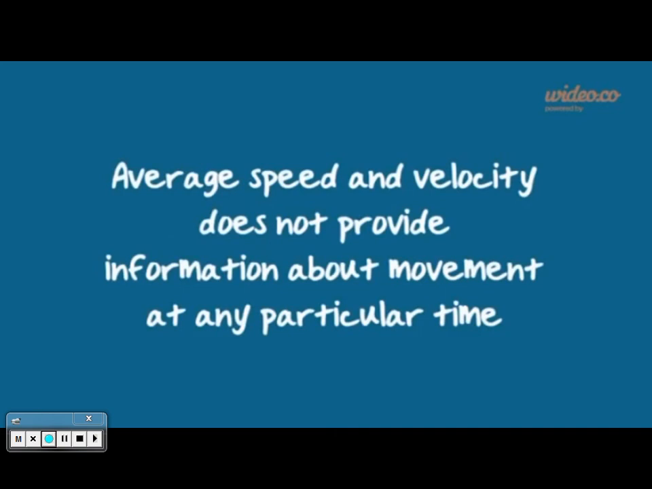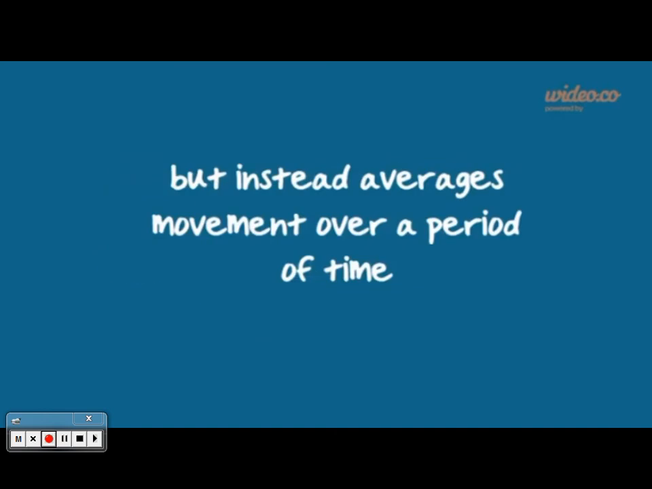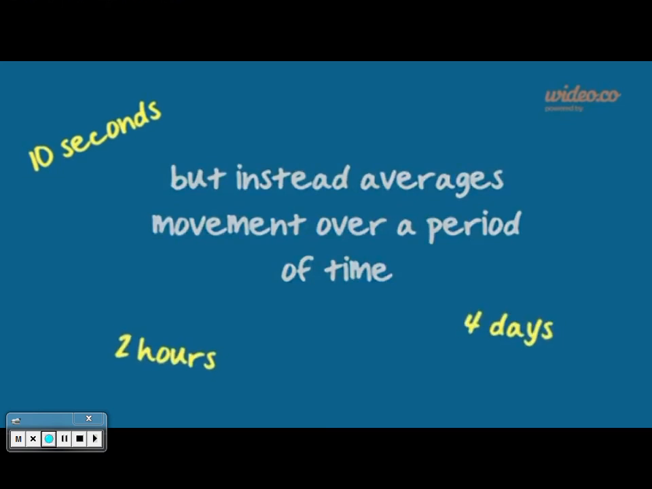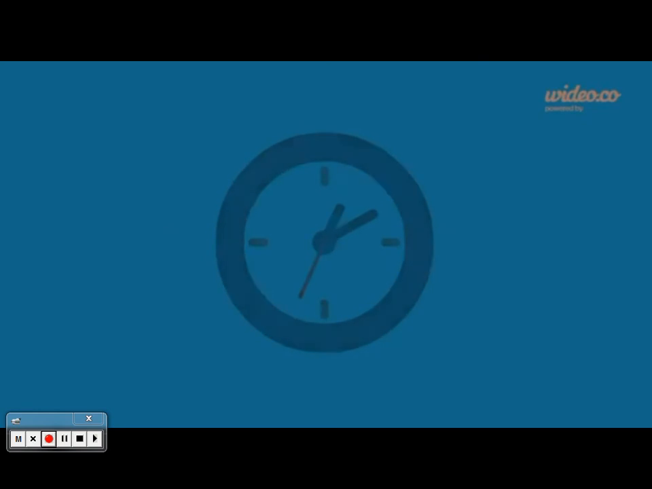The average speed and velocity does not provide information about the movement at any particular point in time. Please remember, even though I said that you are travelling at 60 kilometres per hour, it doesn't mean that you're always travelling at 60 kilometres per hour. Sometimes you might have been at 65 kilometres per hour. Sometimes you're travelling at 50, sometimes you're travelling at 100. But overall, for the whole journey, you travel approximately at 60 kilometres per hour. Okay, sometimes fast, sometimes slow, but that's the average. It's an average over a period of time. And it could be 10 seconds, 2 hours, depending on what you are going to do with your time.